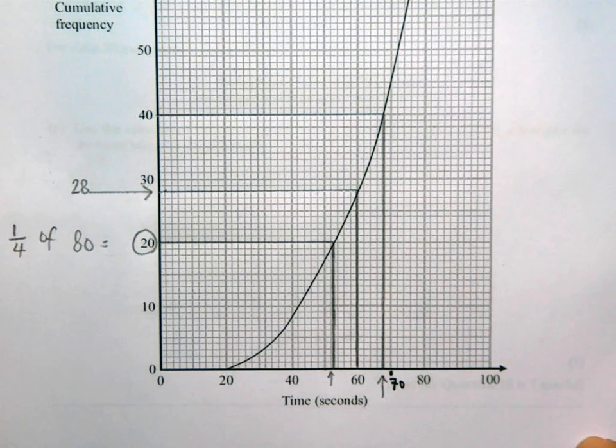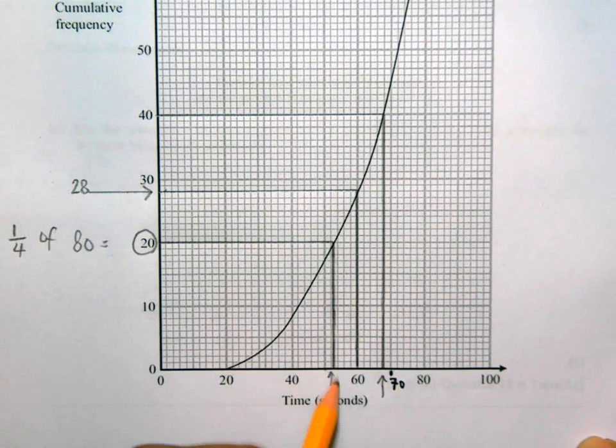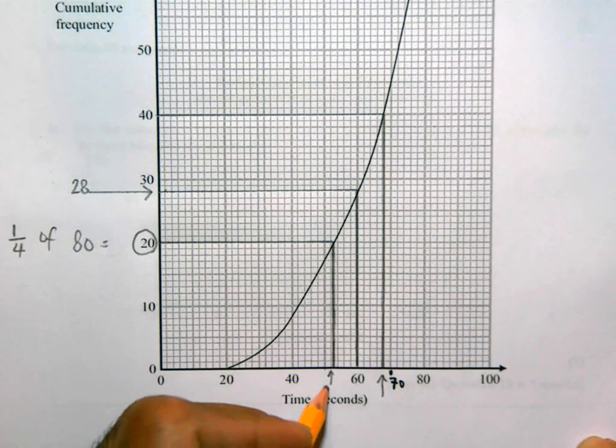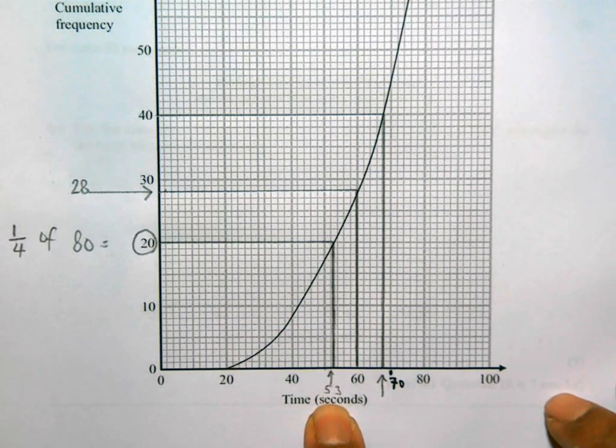Actually, because it's halfway between these two cells, I'm going to go with 53. I try to be as accurate as possible, because in part A, the answer was a spot-on answer, and they wanted an exact value. So I'm going to go for a lower quartile of 53, because it's halfway between these two grid values.